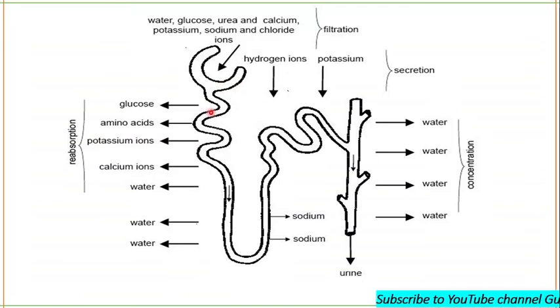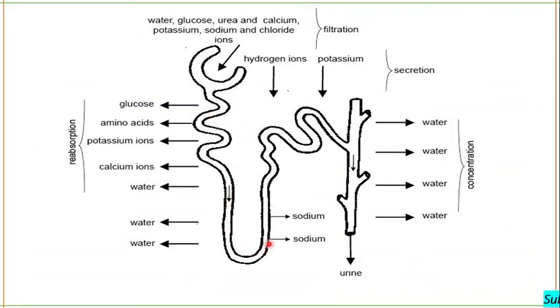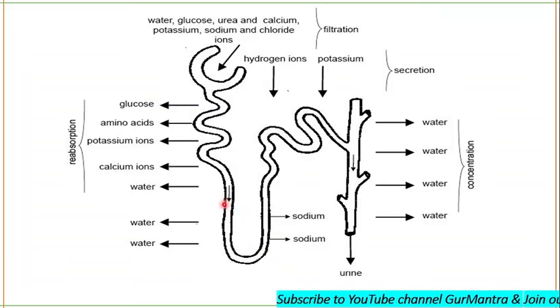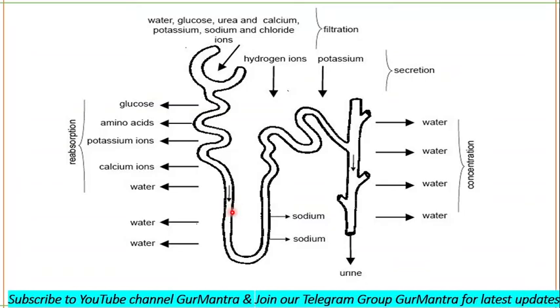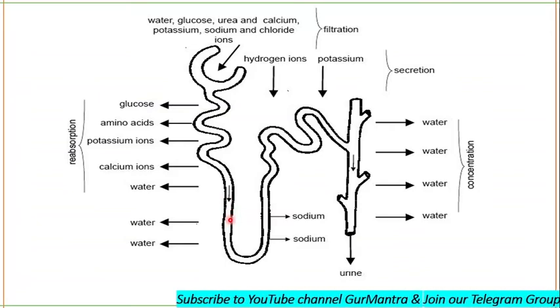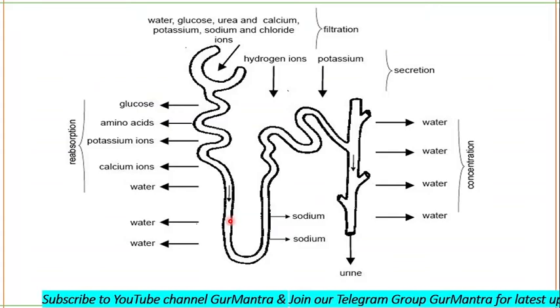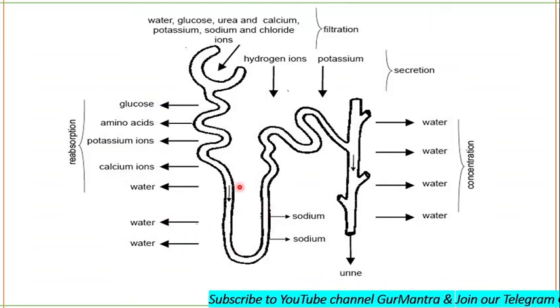Let's talk about reabsorption and secretion in the loop of Henle. Okay, the loop of Henle has a thin descending segment, then a thin ascending segment, and then a thick ascending segment. The thin descending segment of the loop of Henle is highly permeable to water. Okay, you can understand that this segment is highly permeable to water, and it is moderately permeable to solutes. You can see it is not that much. This region is highly permeable to water and not to other solutes.